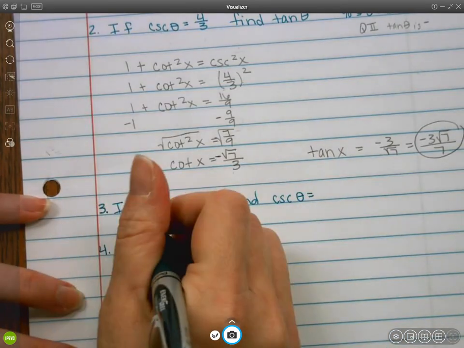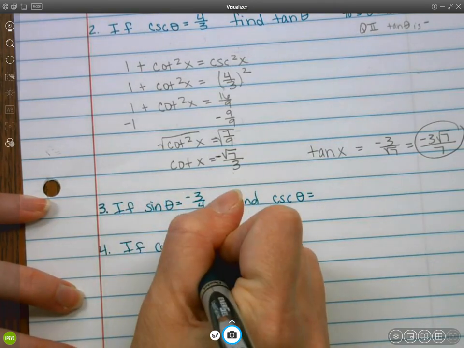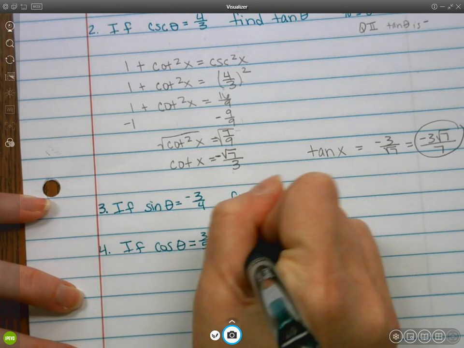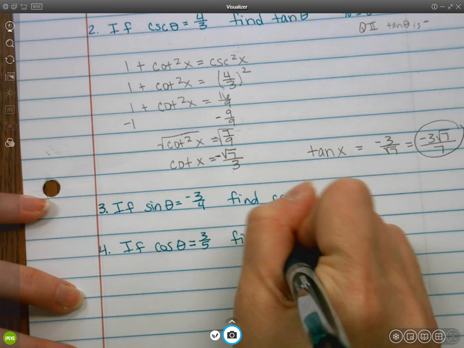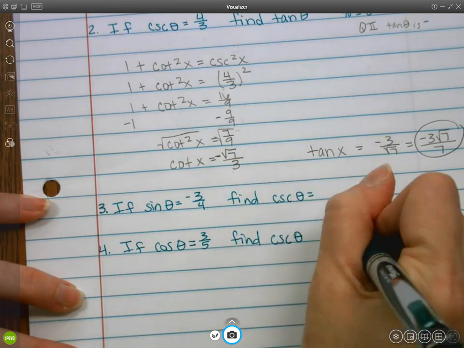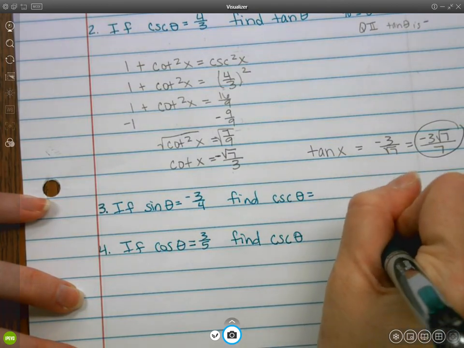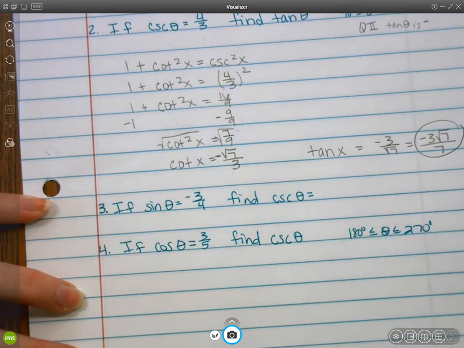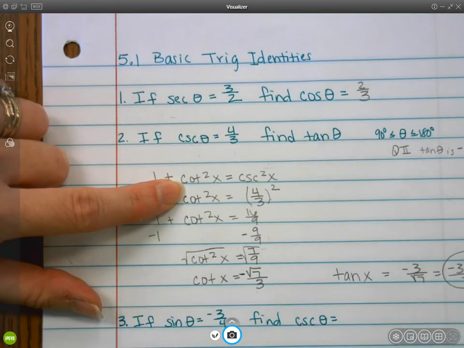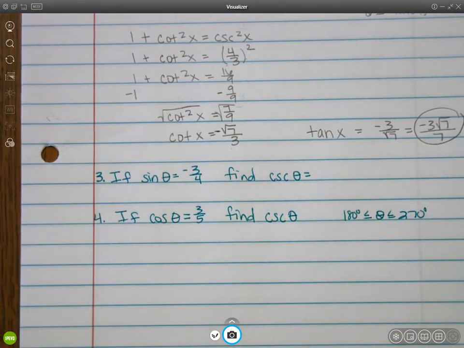Number 4, if cosine of an angle is 3/5, can you find cosecant of that angle? And I'm going to tell you we are in quadrant 3. We are between 180 and 270. And I think I changed my variable, like here, I changed my variable. Remember, x and theta are the same thing, so it's really cool. All right, pause, try, unpause to see how you did.